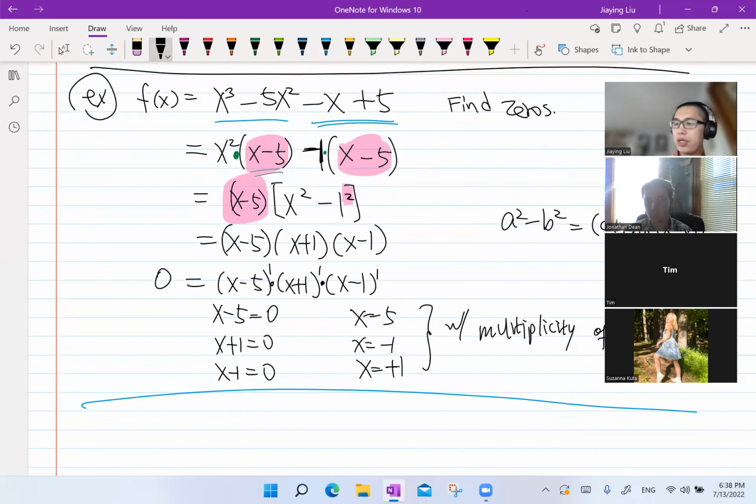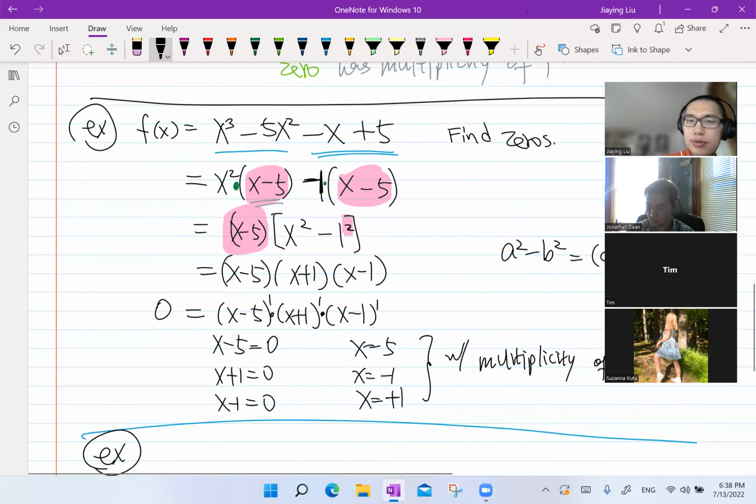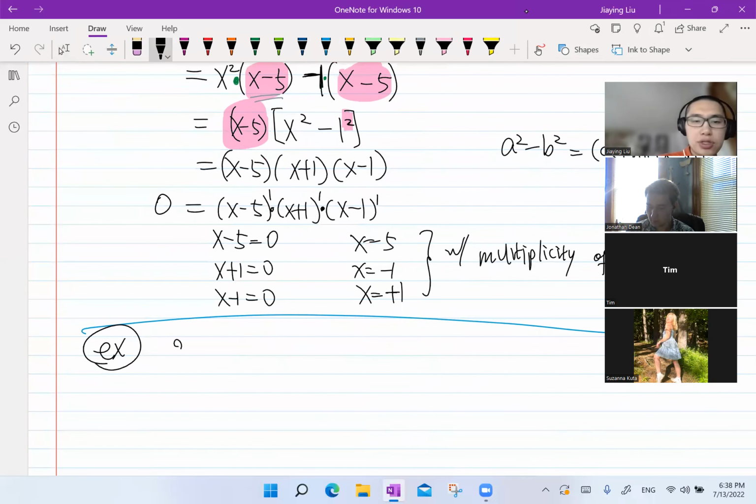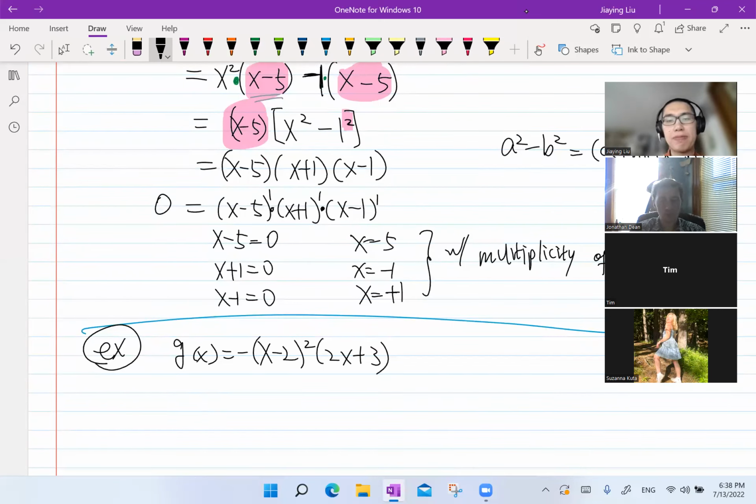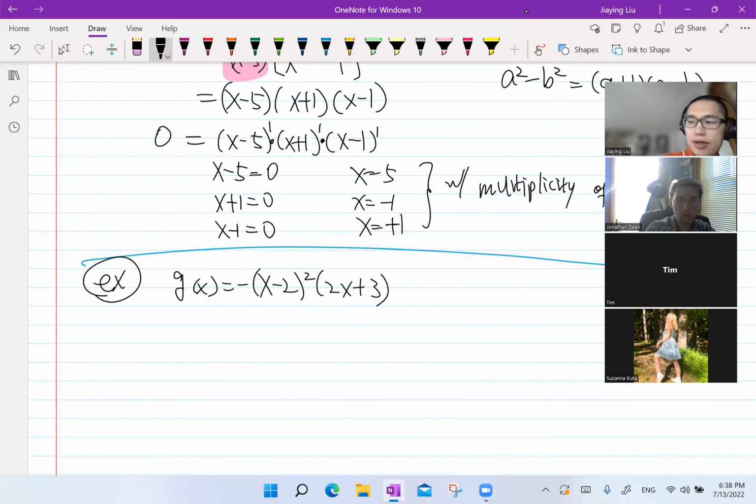All right, so the next thing we're going to do is take this example I have. The example is g of x equals negative x minus 2 squared times 2x plus 3. I'm going to add a negative in front of this. What we're going to do with this function is go through a list of a few things, and at the end, we're going to graph it.